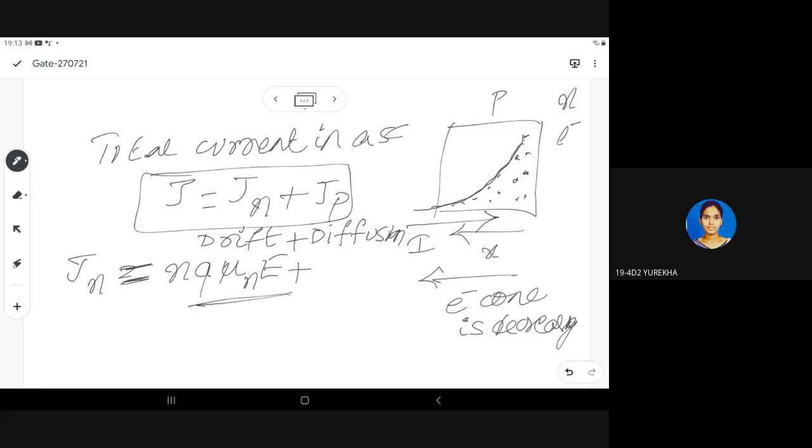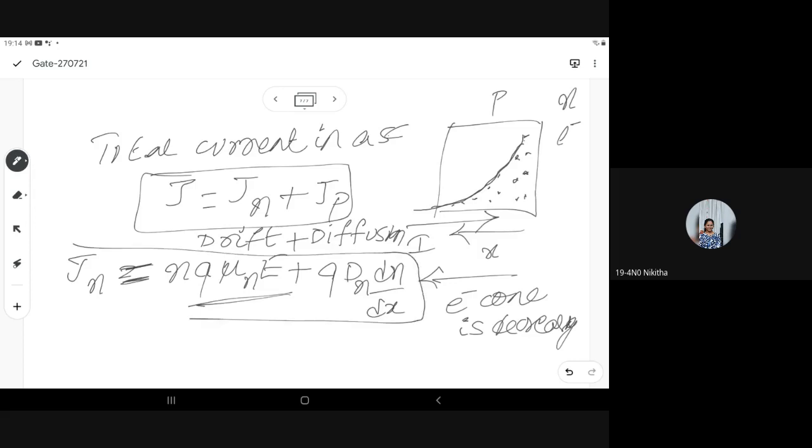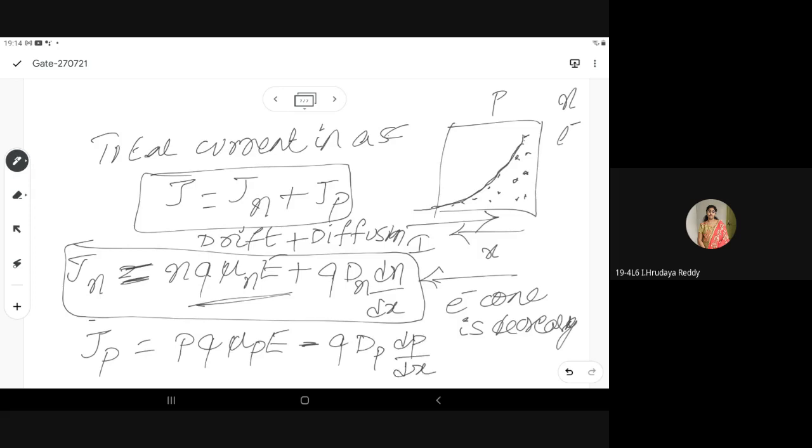So what is the diffusion current due to electrons? What is the expression? It is q Dn dn/dx. So this is the diffusion current due to electrons. Similarly, what is the total current density due to holes? It is pqμp E plus or minus q Dp dp/dx. So this is the total formula for representing the total current density due to drift current as well as diffusion current.